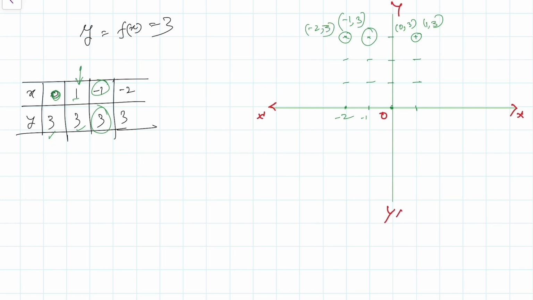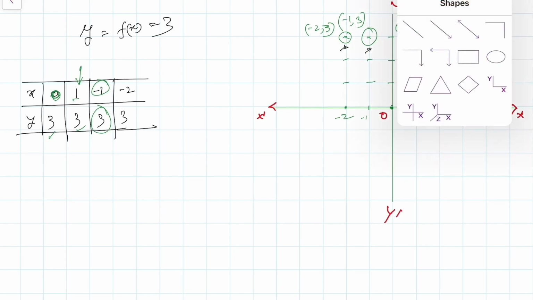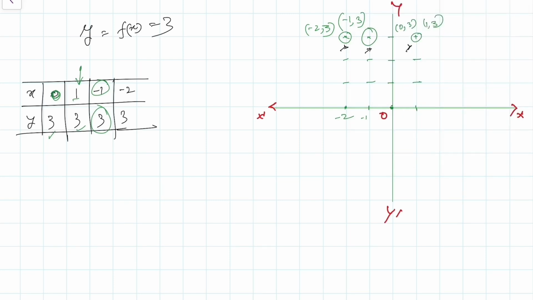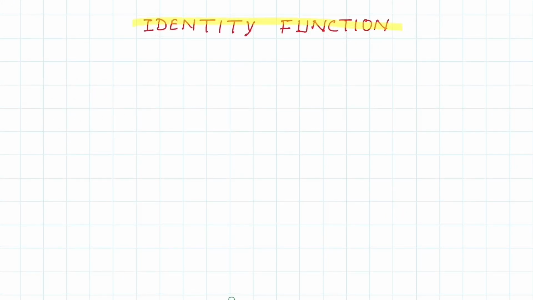Okay, now if you join these three points, then what will you get? You will get a straight line passing through these points. So this is the graph of this constant function. So I hope you have understood what a constant function is and how to draw the graph of this type of function. Okay, now let us discuss the identity function.